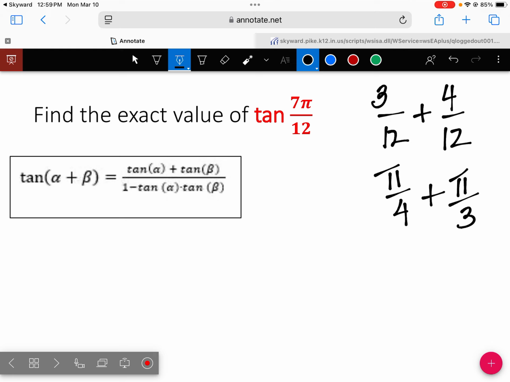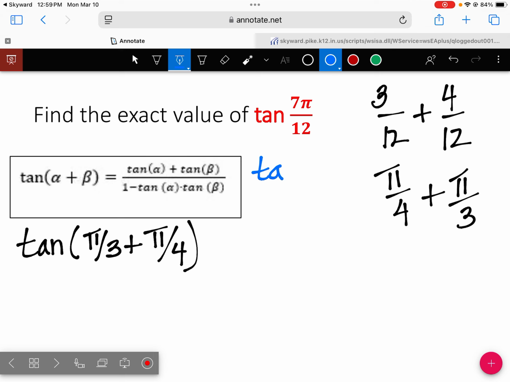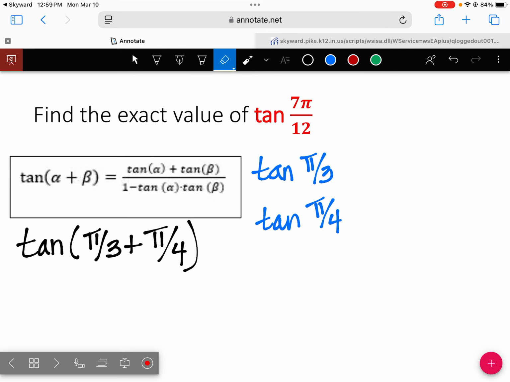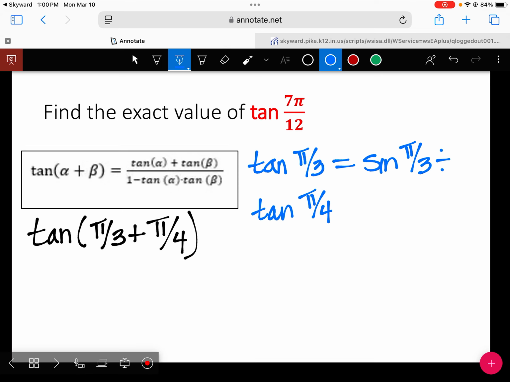All right, so we're going to take the tangent of pi over 3 plus pi over 4. So before we do anything, we need to find the tangent of pi over 3, and we need to find the tangent of pi over 4. So in order to find tangent, how do we find tangent from the unit circle? Y over x. So let's look at pi over 3. So we're going to take the sine and divide that by the cosine.